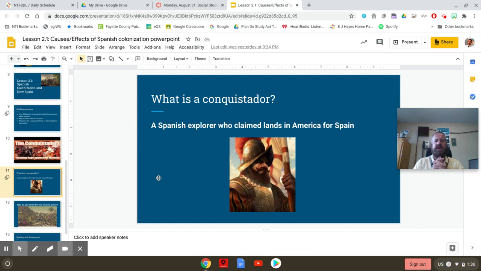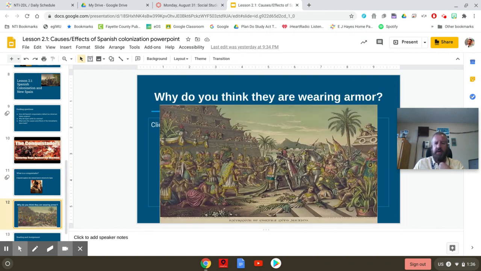So what is a conquistador? A conquistador is a Spanish explorer who claims land in the Americas for Spain. Conquistadors were typically military men. They were people that were hired. Some of them were criminals that were brought over that were just trying to get away from their troubles in Europe. They were adventurers, but these guys were some of the first ones that came for Spain and started to claim land in the New World, specifically in the area of present-day Mexico and south into South America, specifically on the western side when we're talking about Spain.